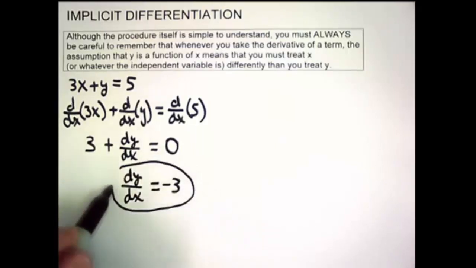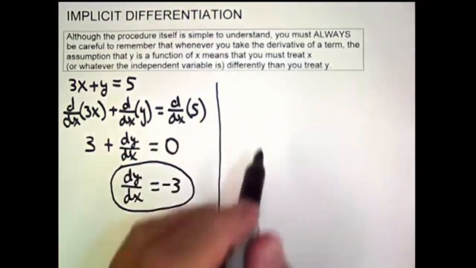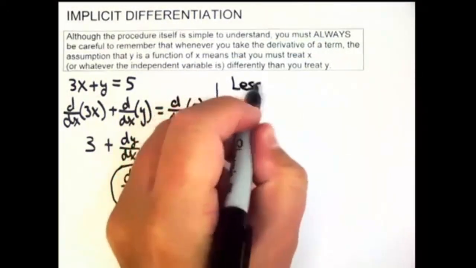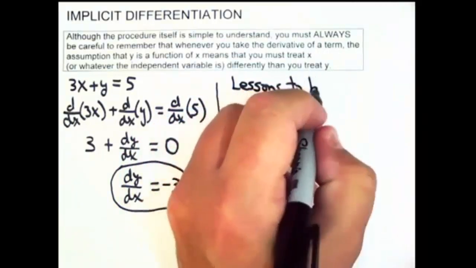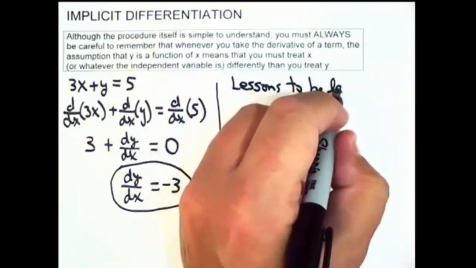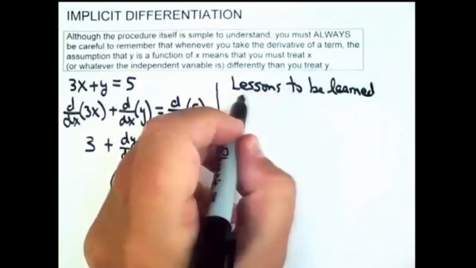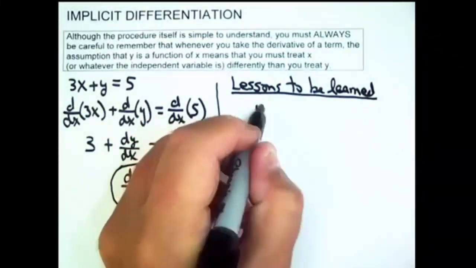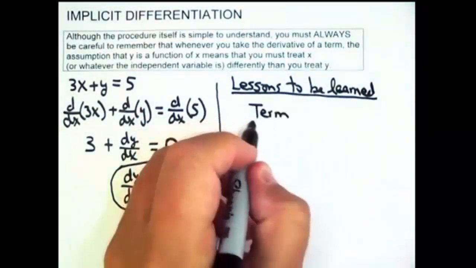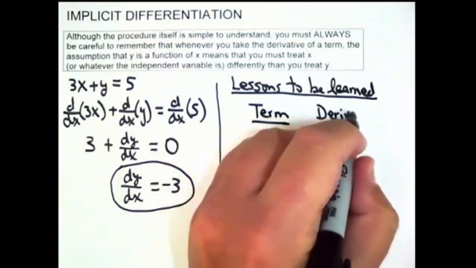Simple example, but I think even from such a simple example, there are some lessons to be learned. And I want to emphasize that because that's a very important point here. And I want to do that by just taking some simple derivatives and trying to make my point.